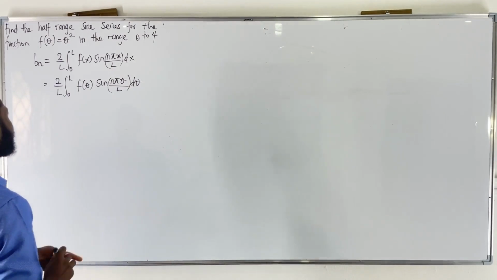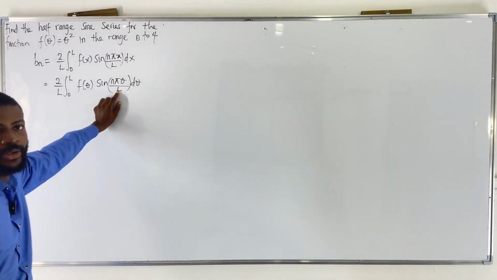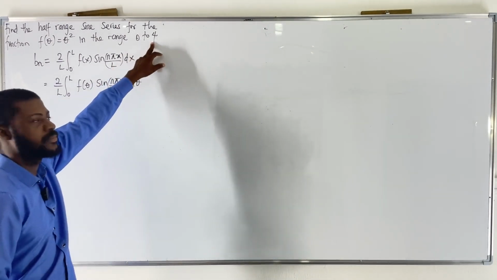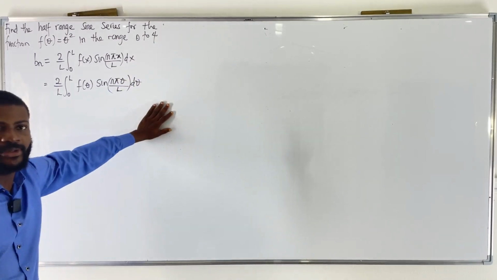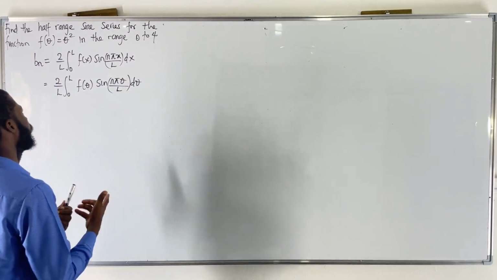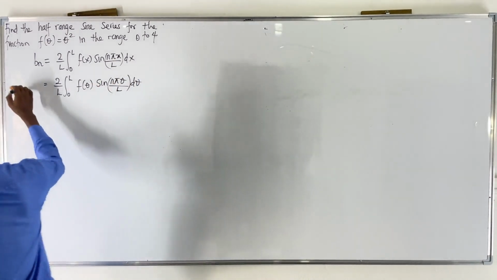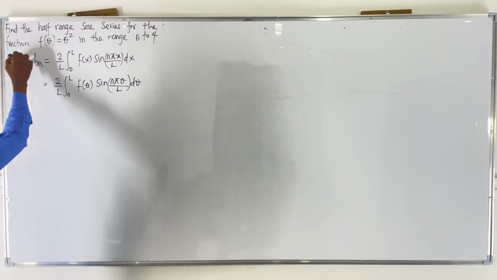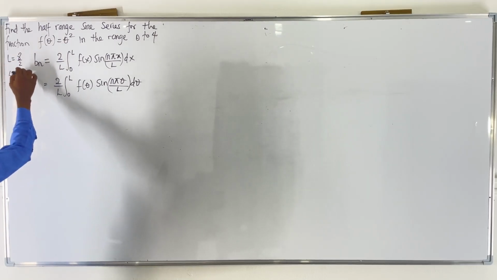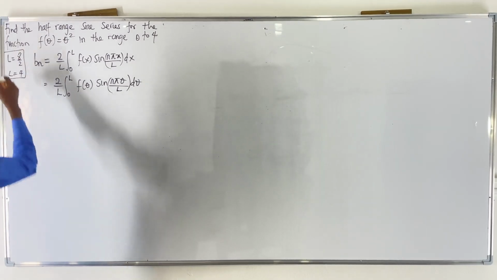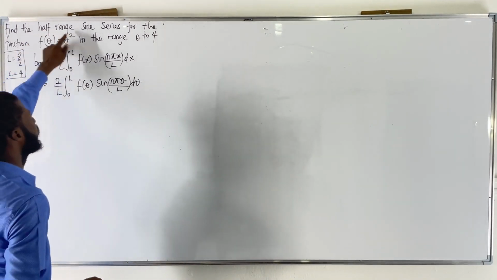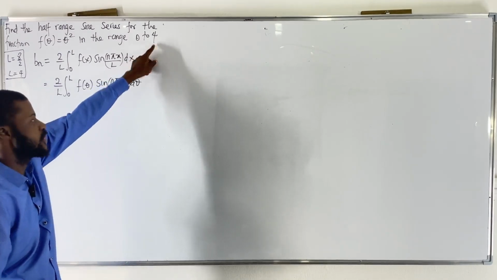Okay, next, what is L going to be? L is 4. L is always half the period. If the full period is 8, L is your period over 2, so this is 8 over 2, so L is going to be 4, because L is half the period. And since they've taken the half already, which is 0 to 4, that means L is just 4.